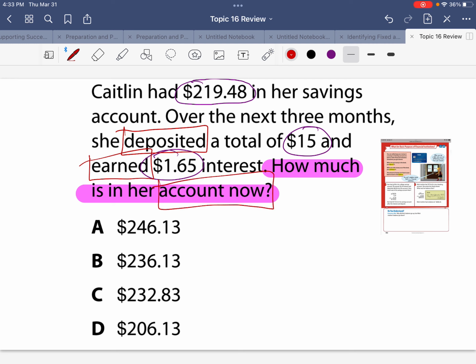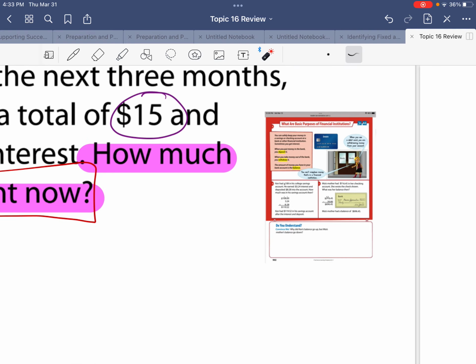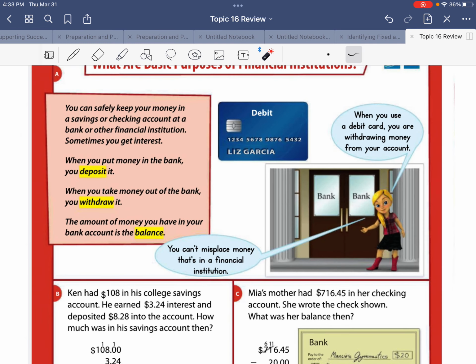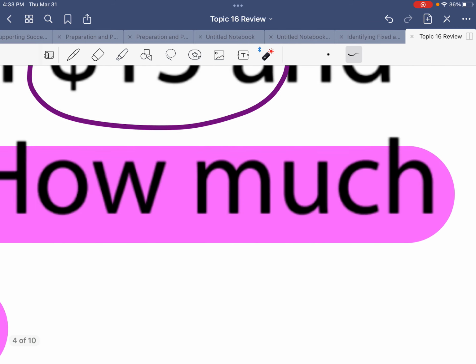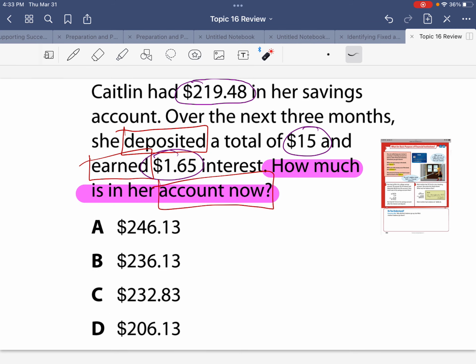Okay? So if I deposit money in the bank, I need to know what that means. I need to know, am I taking money away? Am I adding money? So if we go to our anchor chart, it says deposit right here. It says when you put money in the bank. Okay? So deposit means I'm adding money to my bank. So next to deposit, I'm going to put a plus sign.